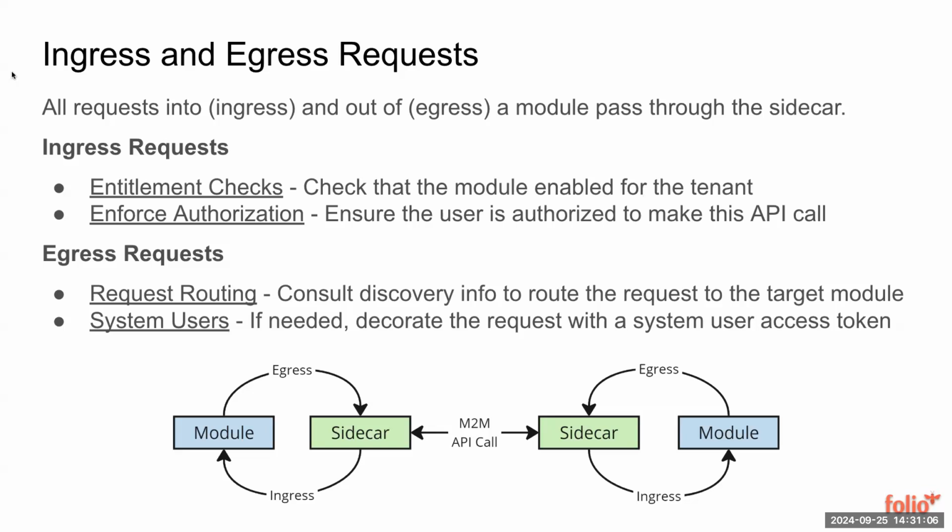So this diagram may be a little bit confusing, but it's showing that, for instance, a request may come into the sidecar. That's an ingress request going to the module. That's where we're doing the ingress request processing. And if that module then needs to call another module, that would be an egress request, again going through the sidecar. And it's where we're doing the processing for request routing and system users. And so you notice that there isn't a line directly from module to module, even though we refer to it as module to module communication. It's really going from sidecar to sidecar. So I wanted to make sure that that's clear.